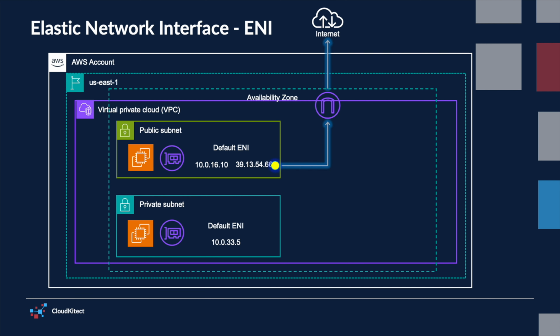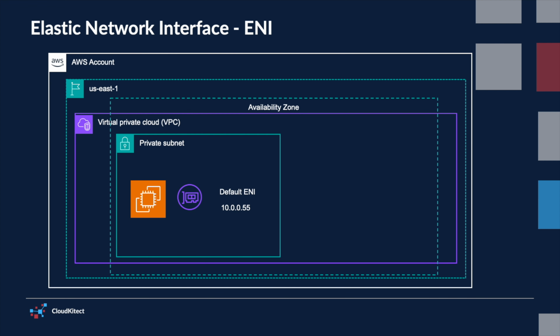ENIs in EC2 instances within public subnets may have two IP addresses: a public IP address that allows the instance to access the internet, and a private IP address used for local communication within the VPC. This configuration enables instances in public subnets to communicate with both the internet and other instances in the VPC. ENIs in EC2 instances within a private subnet are typically assigned only private IP addresses. These private IP addresses are used for communication within the VPC and cannot be accessed directly from the internet.